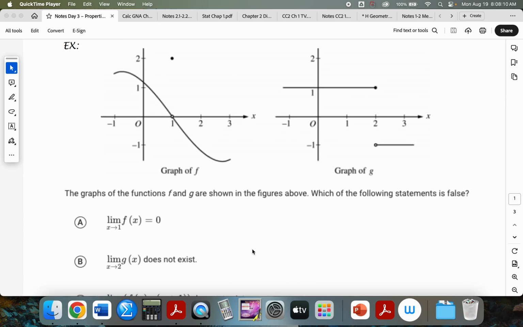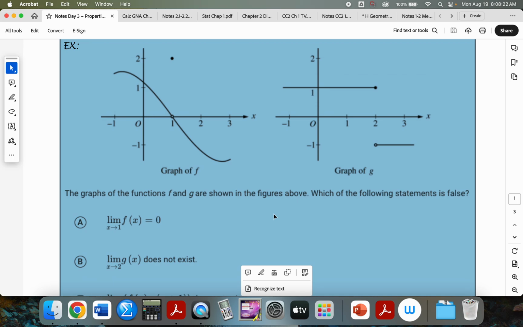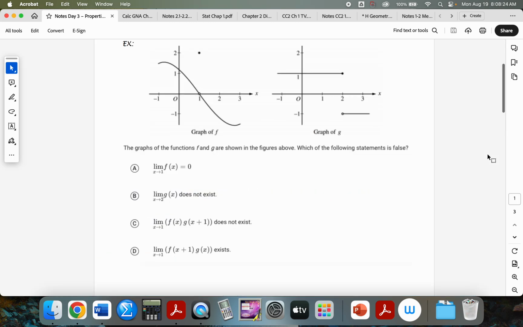So these examples I stole right off of AP Central. They have some good questions in there. So here, I'm going to make this smaller so we can see everything. All right. So the graphs of function f and g are shown in the figures above. Which of the following statements is false? Everybody's favorite, where it's like, wait a minute, which ones are false?